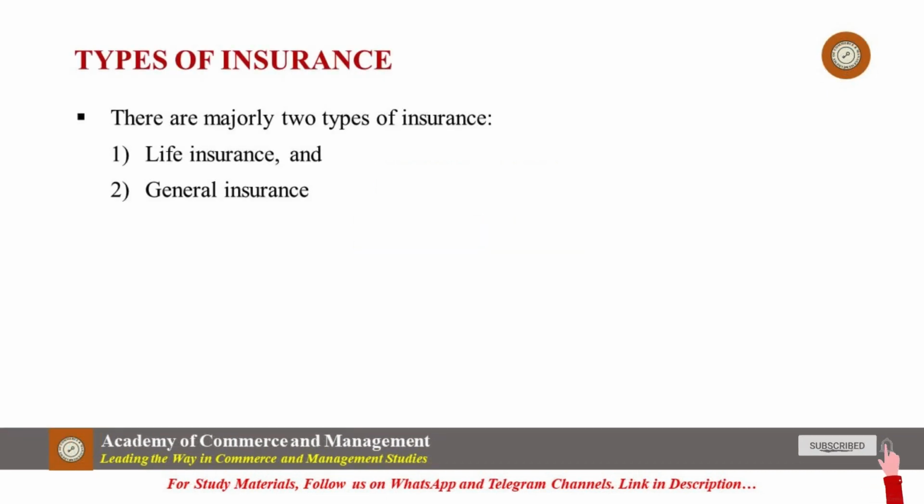What are the different types of insurance? There are majorly two types of insurance. Number 1, life insurance, and Number 2, general insurance or non-life insurance.